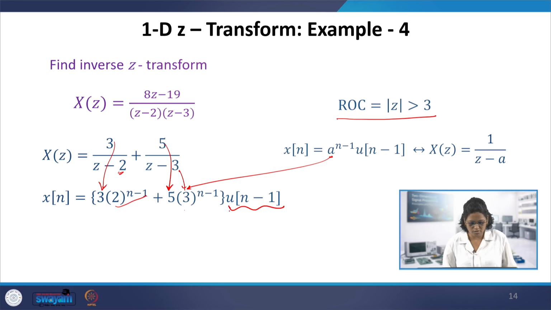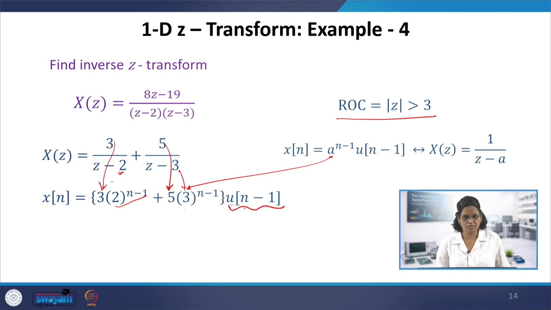These two sequences exist from n equal to 1, not n equal to 0. These two are right sided sequences. Summation of right sided sequences results in z greater than 3. For the first case, z is greater than 2 so that it can converge, and for the second case z is greater than 3 for it to converge. So the ROC is the intersection of the two, greater than 2 and greater than 3, so that would be z greater than 3. That's how we get this x of n here.